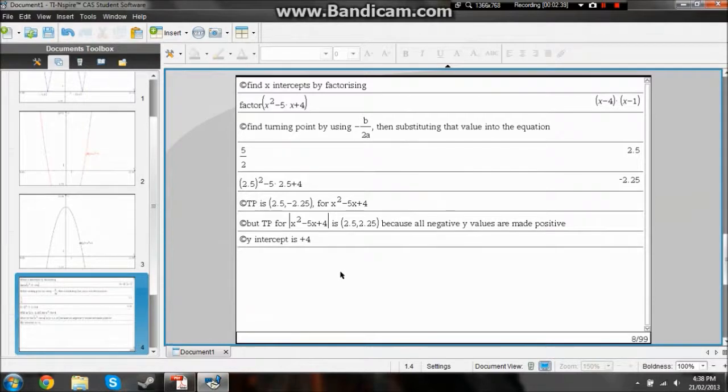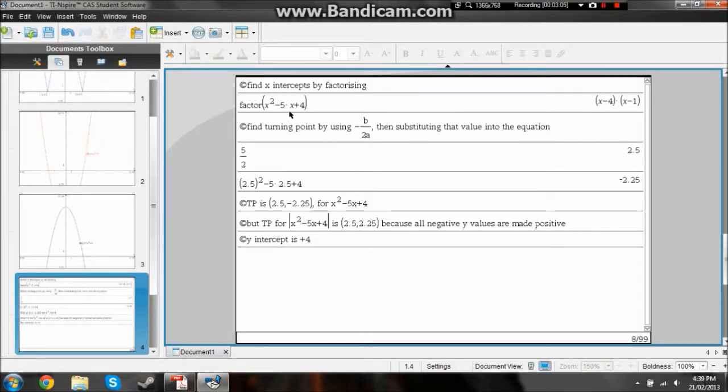The first thing you need to do is find the x-intercepts by factorizing it. You can factor like this, but it says not to use technology, but it's not too hard by hand. You can see that negative 4 and negative 1 multiply to make positive 4, and negative 4 plus negative 1 gives you negative 5. To find the turning point, use the formula negative b over 2a, which will give you the x coordinate for the turning point.